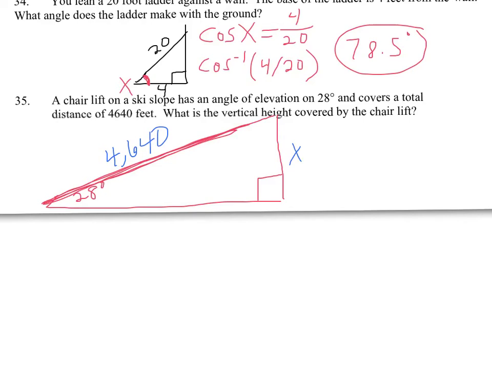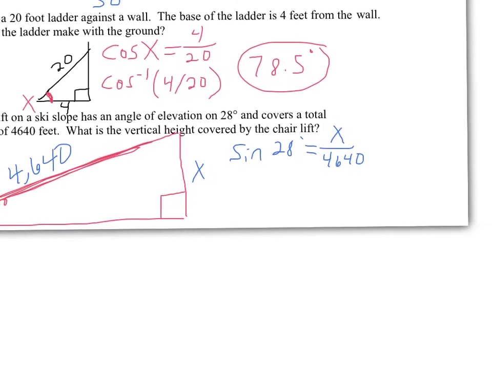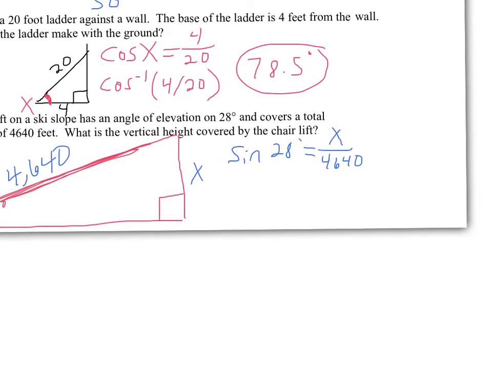We'll call that x. So from 28 degrees point of view, we have a hypotenuse and we have an opposite. So we're going to be doing the sine function. Sine of 28 degrees is opposite x over hypotenuse, 4,640. And so we're going to need to multiply both sides by 4,640. That way the x will be by itself.